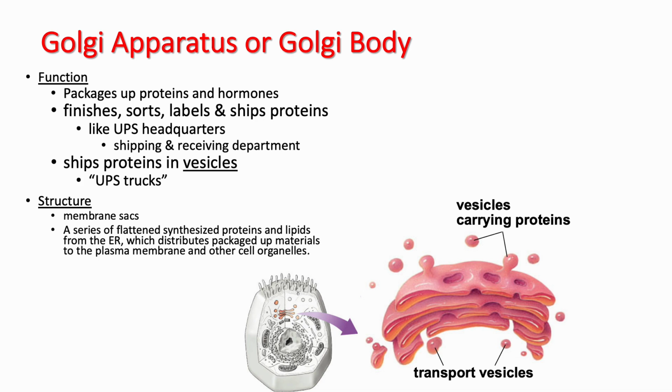The Golgi apparatus kind of functions as our UPS headquarters. This is where things finish up, get sorted out, get a label put on them, and get shipped out to the areas they need to go within the cell. You have that membrane-bound structure with the little carrying proteins, or vesicles, attached, and those are going to act as UPS trucks, where they've got their information packed in them and can go and deliver that to the rest of the cell.